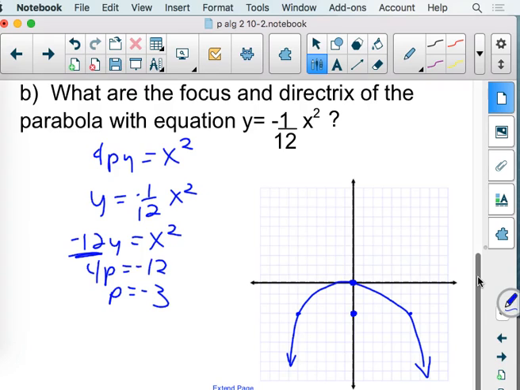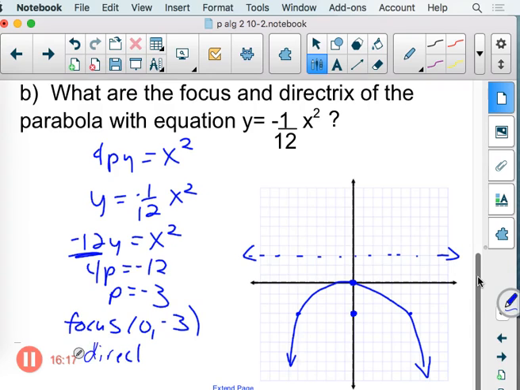Like so. And then the directrix is going to be equal but opposite behind the vertex, the same distance that the focus was. So if this is 3, 1, 2, 3, there's our directrix right there. And their specific questions were, what are the focus? Well, the focus is 0, negative 3. And then the directrix is going to be the line y equals 3.